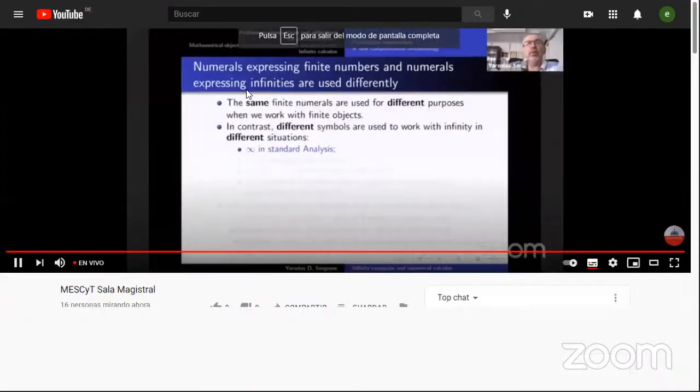There exists a difference, again, between numeral systems expressing finite numbers and numerals expressing infinities. In fact, we use the same numerals expressing finite numbers. In all the situations, we need these finite numbers. In contrast, different symbols are used to work with infinity. For example, in standard analysis, we use this symbol.